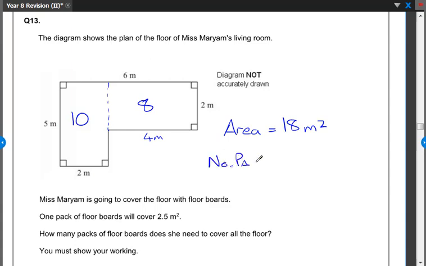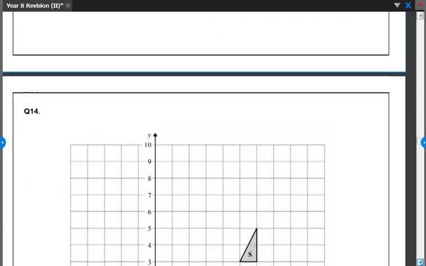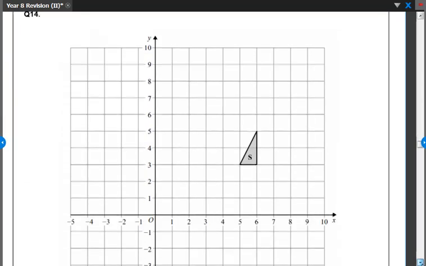So the number of packs equals 18 divided by 2.5. So that equals 7.2 packs. And of course we can't buy 0.2 of a pack, so it's 8 packs. We have to buy 8 packs, so we'll have 0.8 left over. Next one.